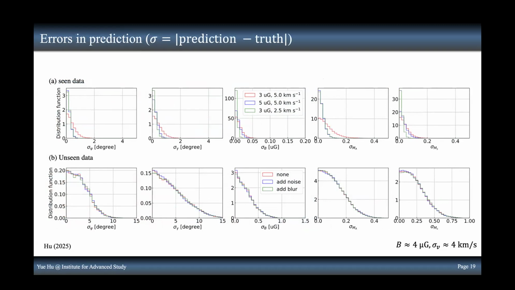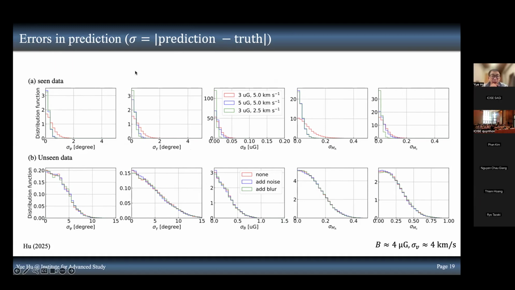And for the machine learning prediction, we also care about the error in the prediction. So here we simply define the error sigma as the absolute value of the prediction over the ground truth. In panel A, that's the error for the seen data. That means the prediction is made for data that has been trained with the neural network.